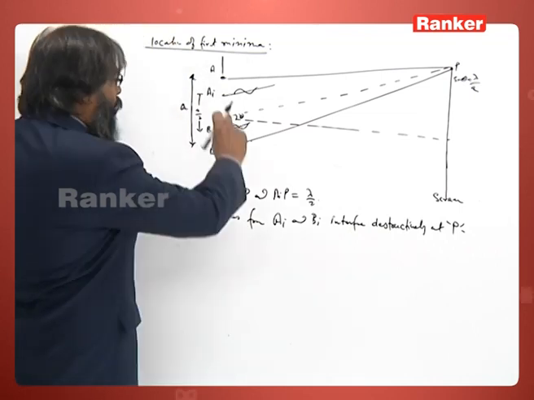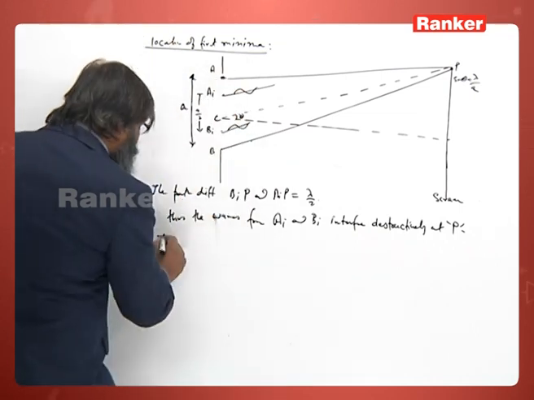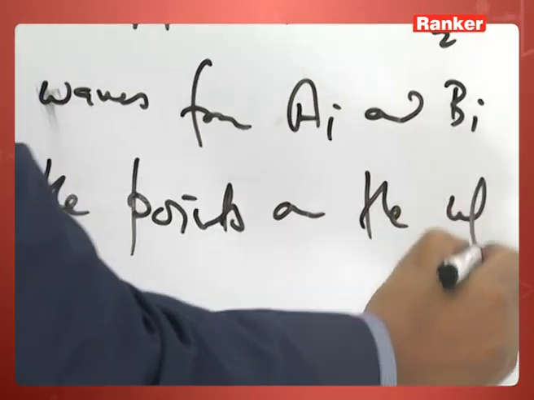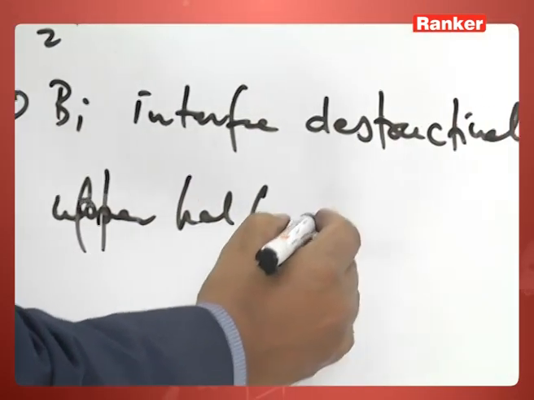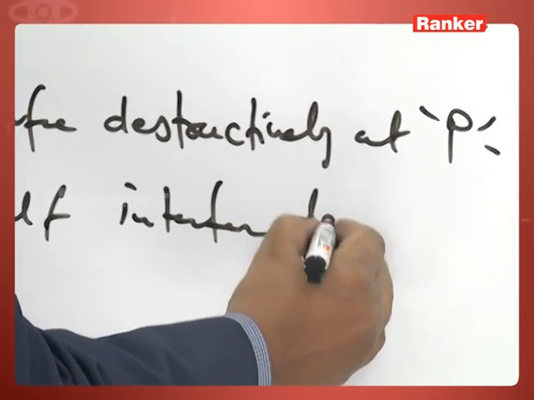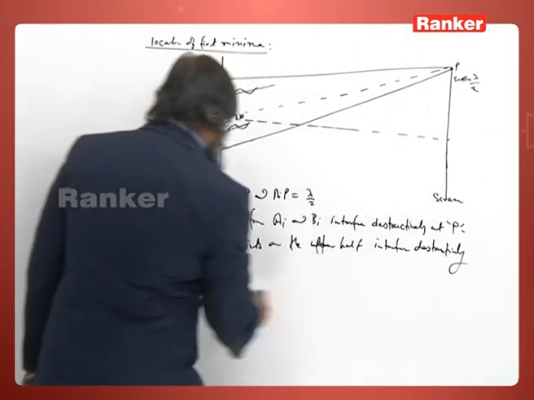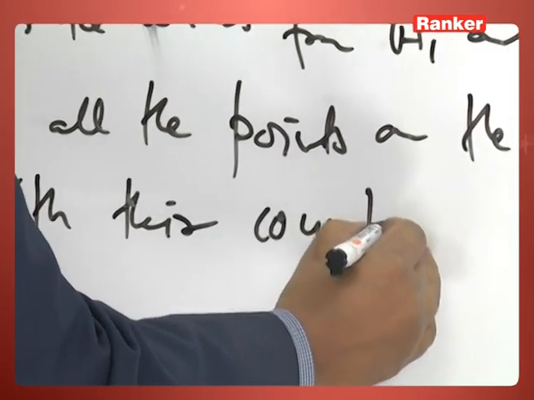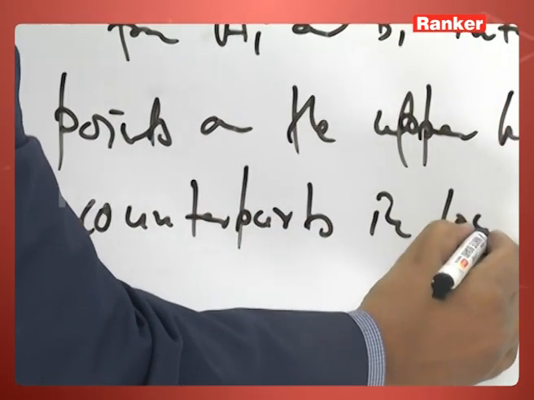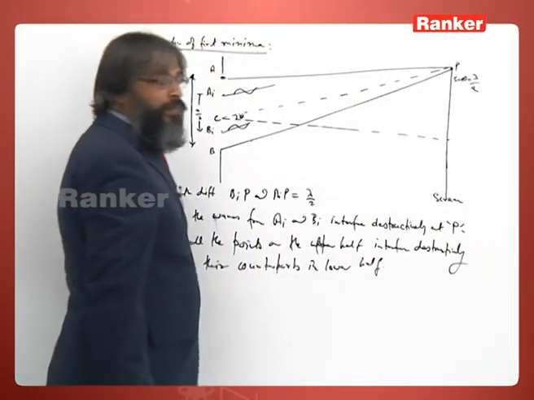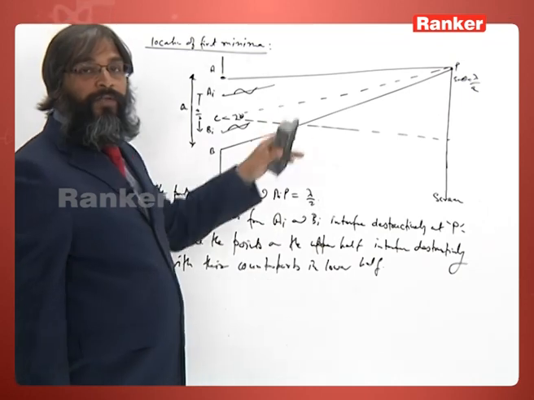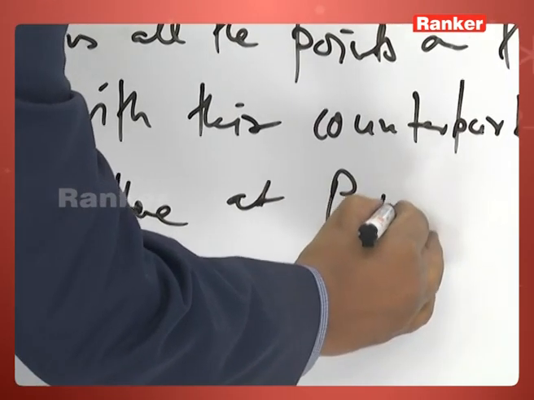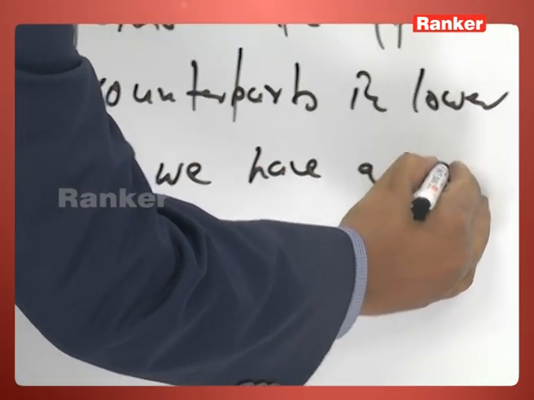In a similar way, all the points on the upper half interfere destructively with their counterparts in the lower half. Thus, at P, we are going to have a minima. Hence, at P, we have a minima.